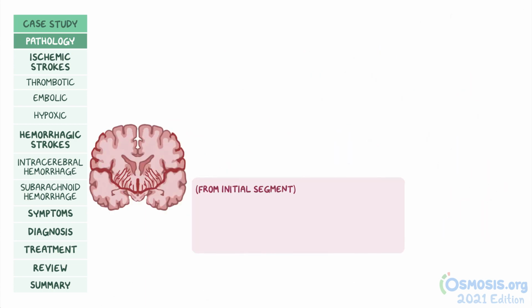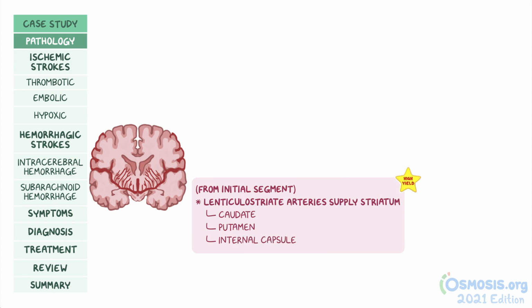From the initial segment of the middle cerebral arteries, small perforating arteries called lenticulostriate arteries arise to supply a part of the basal ganglia, called the striatum, which includes the caudate and putamen, as well as the internal capsule. And that's something you absolutely must remember for the exams.